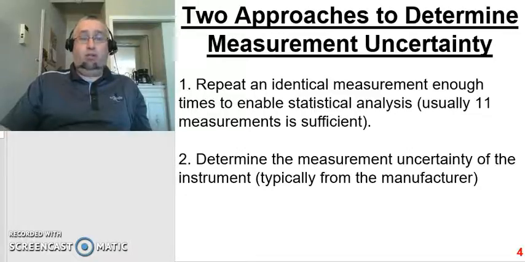If you can take more, so much the better. 100 is better than 10. 1,000 is better than 100. 1,000,000 is better than 1,000. But as we'll see, it often becomes prohibitive to take that many measurements. So we'll take 11. That's a statistically meaningful number of identical measurements.